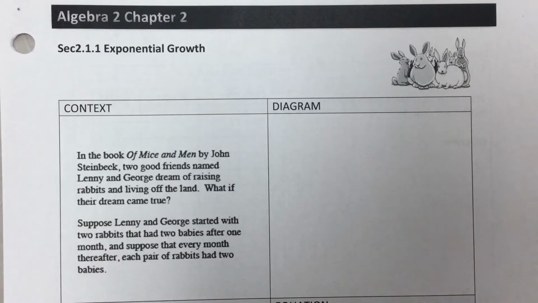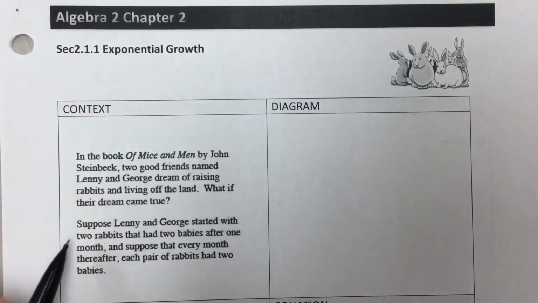All right, today we are going to start Chapter 2, and Chapter 2 is all about exponential growth. It's a new type of equation, new type of growth that we're going to be learning about. And we're going to investigate it with the context right here. So it says, in the book Of Mice and Men by John Steinbeck, two good friends named Lenny and George dreamed of raising rabbits and living off the land. What if their dream came true?